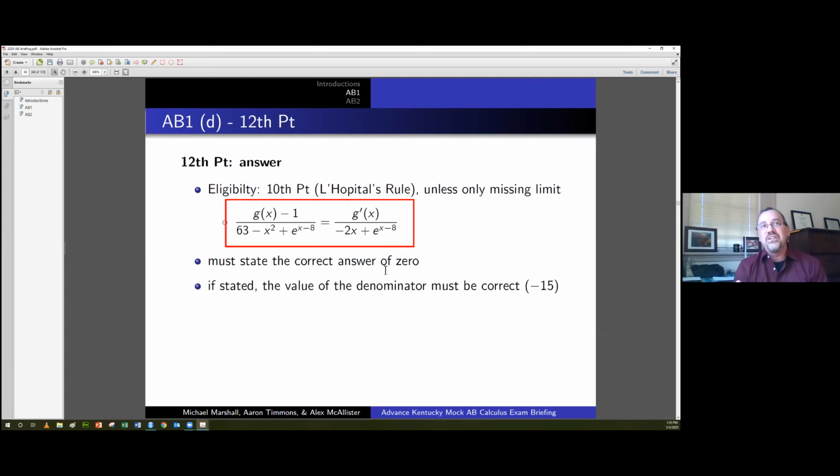So this will be the one case. They have to have the 10th point, but if they're missing the limit, well, okay, we won't require the 10th point. We've got our exception there, but they can still earn this 12th point. We have to see this correct answer of zero. And if they do state a value of the denominator, it's got to be correct. It's got to be minus 15. That's the correct denominator.